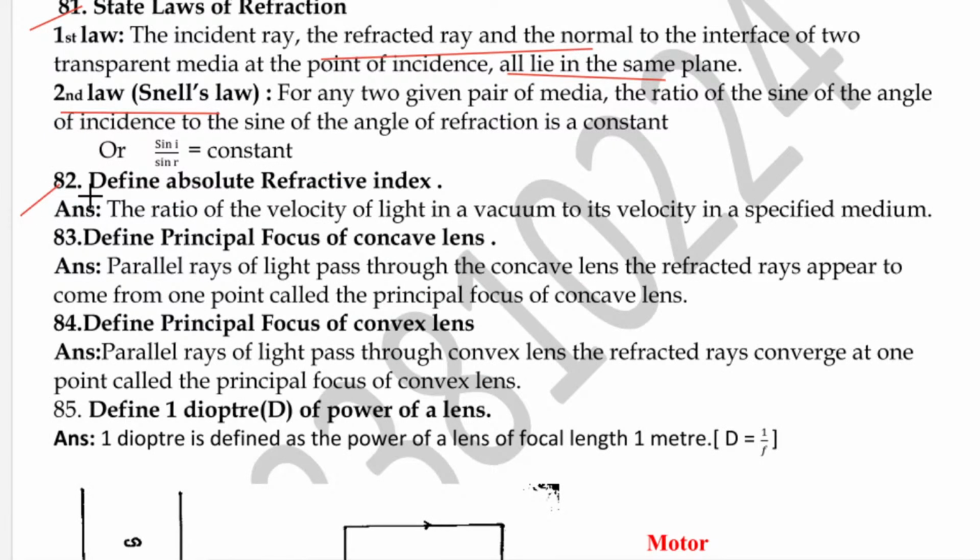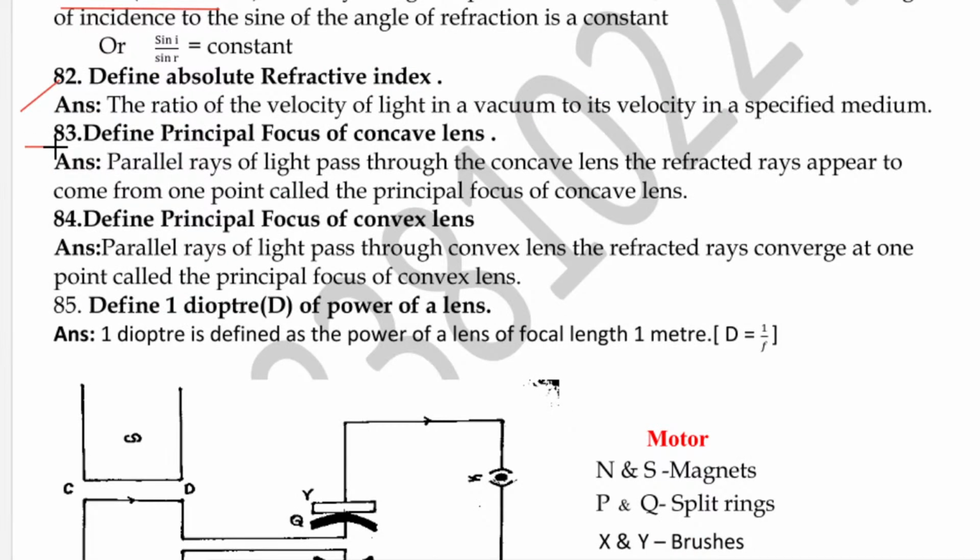Question number 82. Define absolute refractive index. The ratio of the velocity of light in a vacuum to its velocity in a specified medium is known as absolute refractive index. Next question. Define principal focus of concave lens. Parallel rays of light pass through the concave lens. The refracted rays appear to come from one point called the principal focus of concave lens.